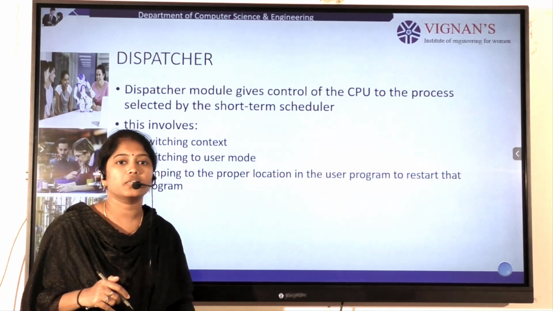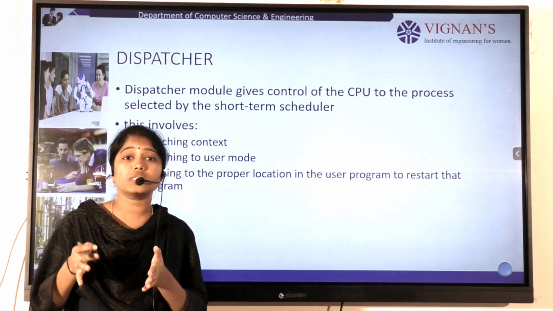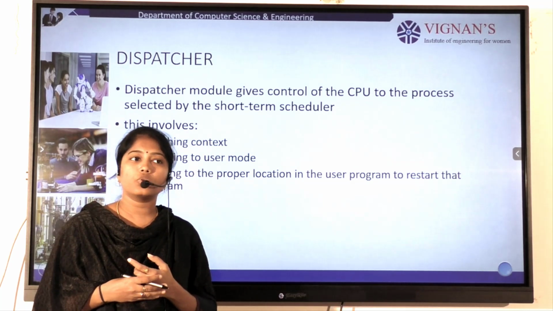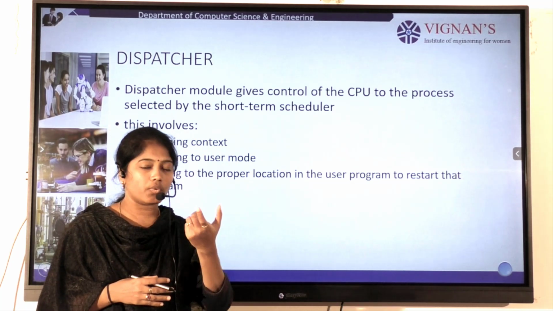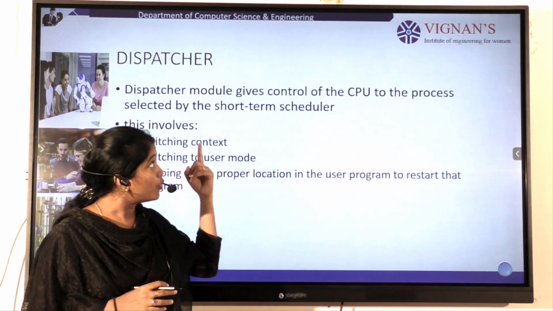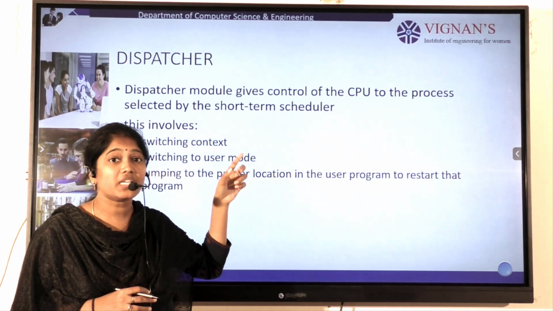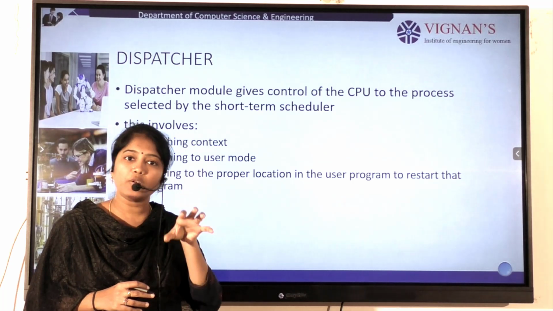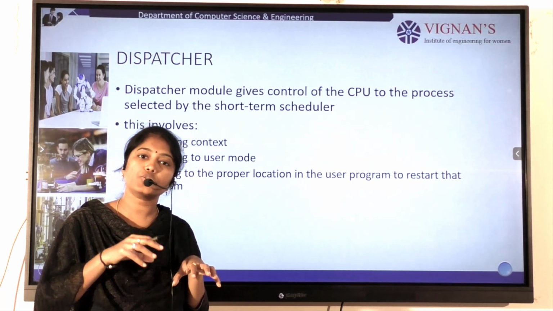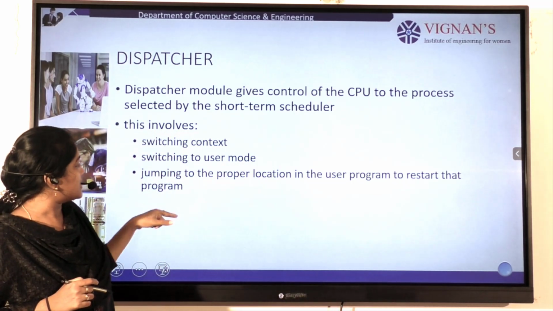Next one, dispatcher. The dispatcher dispatches the processes which are in ready state to the CPU. If we want to execute one process, that process must be allotted to the CPU. So who will help that process? The dispatcher. The dispatcher will select one process from the ready state and allot that particular process to the CPU. So this involves these three steps.